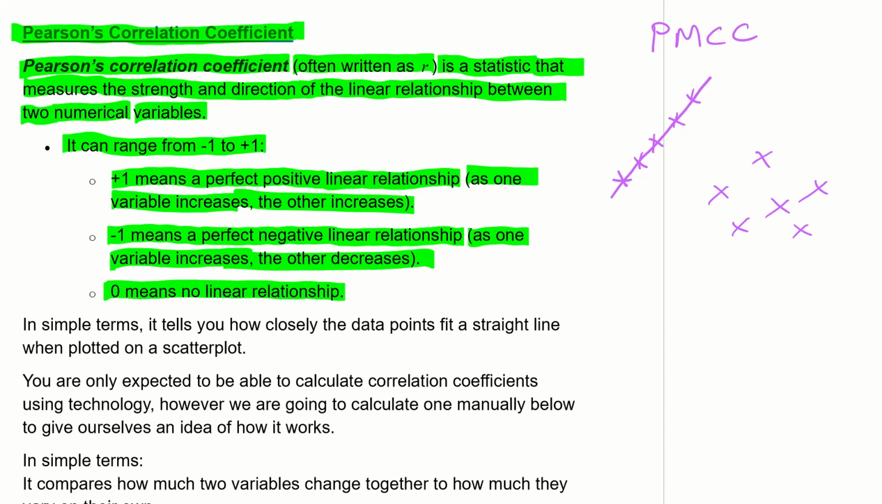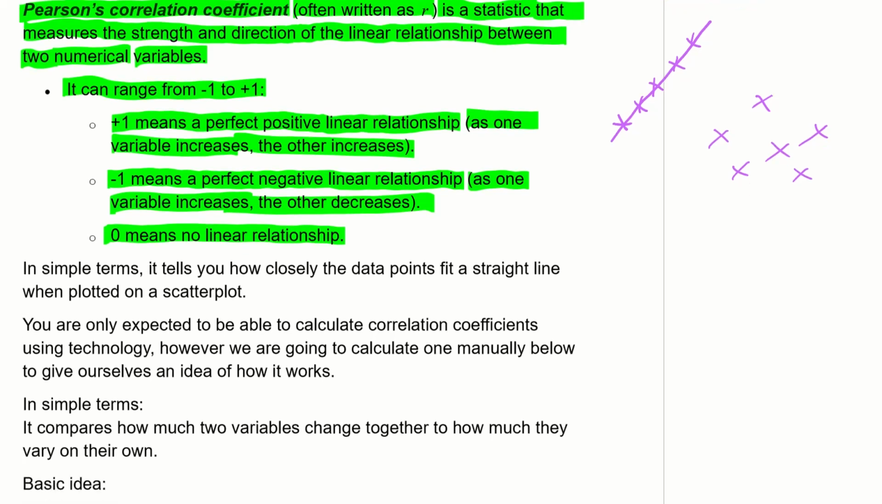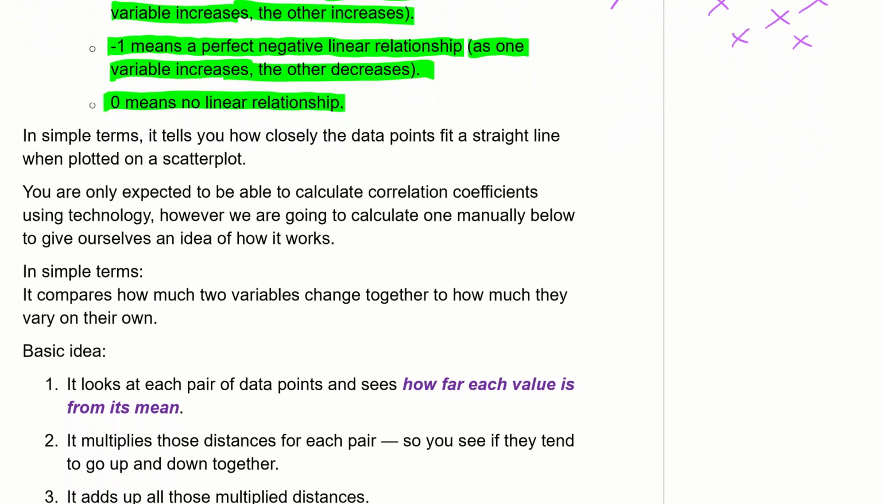Now, I'm just going to say at this stage that you actually really don't need to know that much about this. I'm probably going to state more than you need to know, but it's helpful to have this as background. It helps in answering certain types of questions. In simple terms, it tells you how closely the data points fit a straight line when plotted on a scatter plot. And that straight line, the line of best fit, we're going to look at that slightly later in this work, not in this particular lesson.